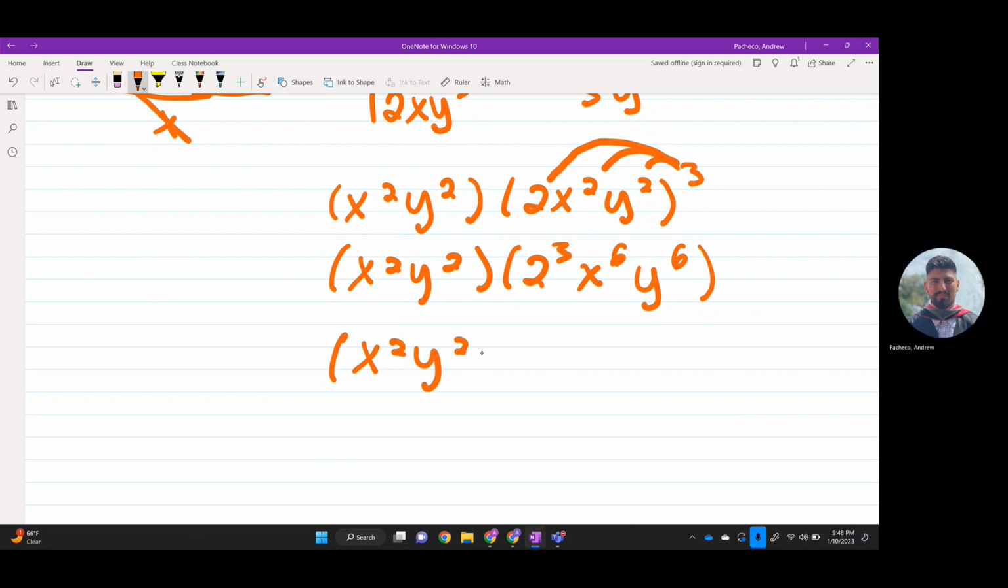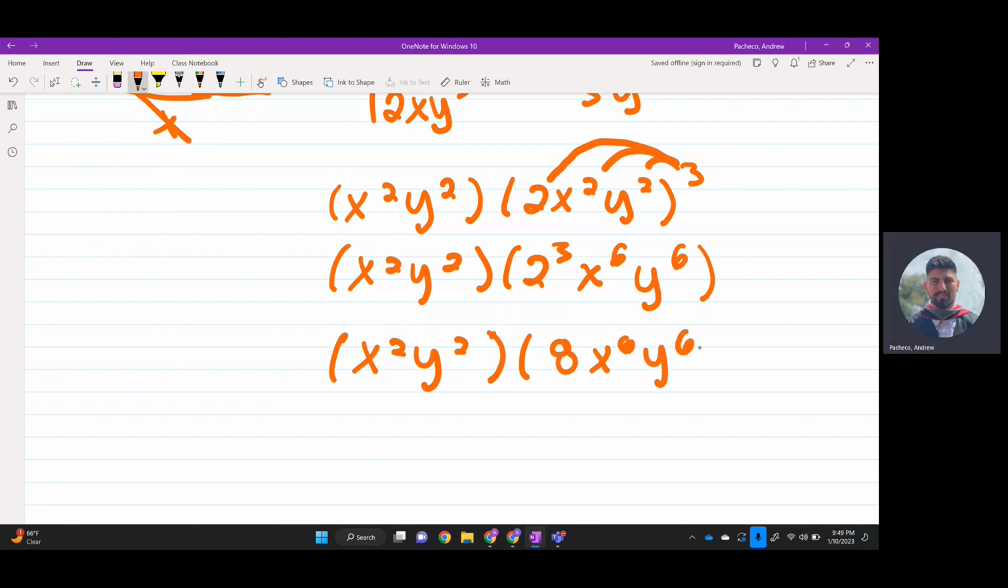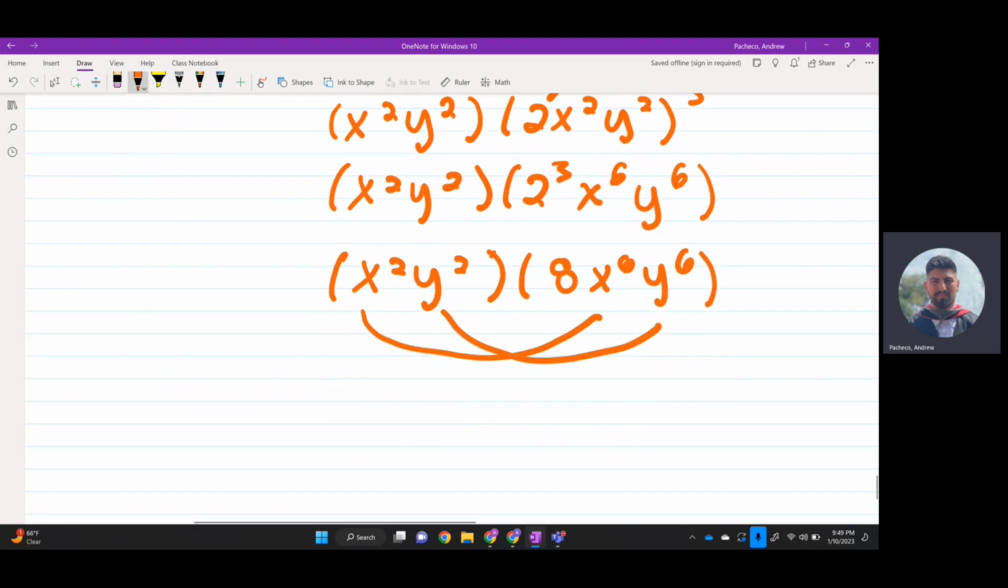x squared y squared, 2 cubed is going to be 2 times 2, which is 4. 4 times 2 is going to be 8. x to the 6th power, y to the 6th power. Now, I'm still multiplying these two parentheses. So if I'm multiplying, I still can multiply x's times themselves and the y's times themselves. When you multiply something with an exponent, what you're doing is you're adding. When you raise it to another power, you multiply. When you multiply terms, you add exponents.